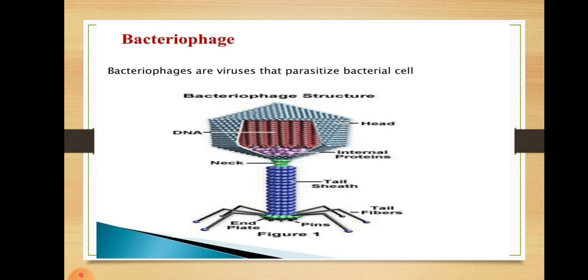Here in the picture we can see a bacteriophage structure, which appears like a spaceship. It consists of tail fibers, a tail sheath, internal proteins, a neck, and DNA which is enclosed by a head.